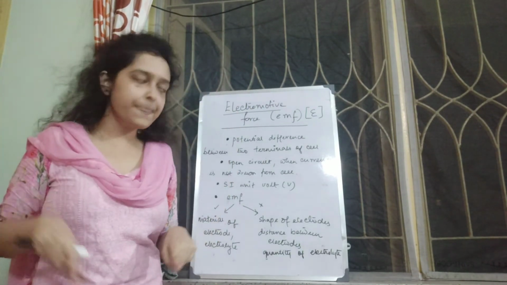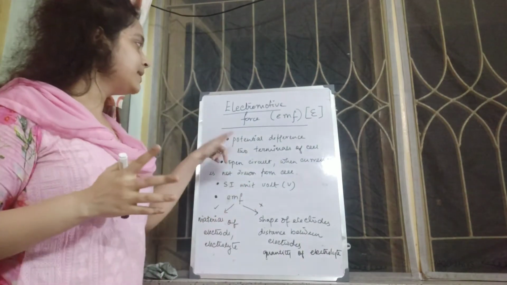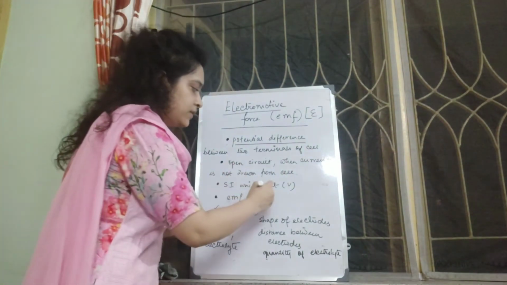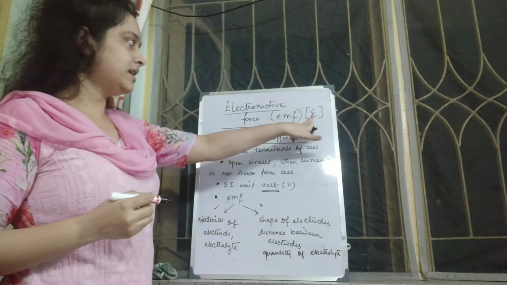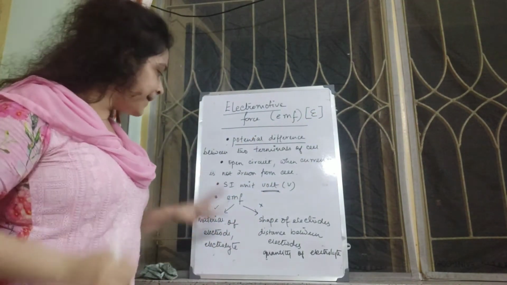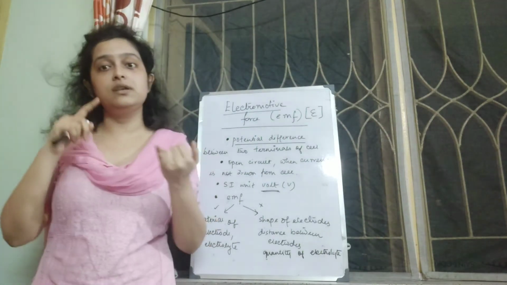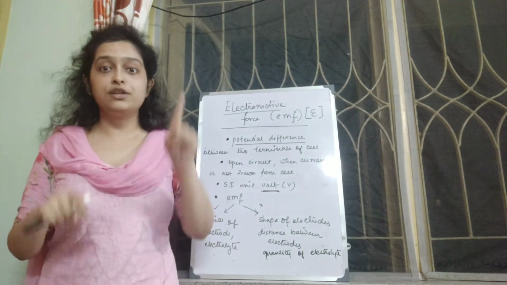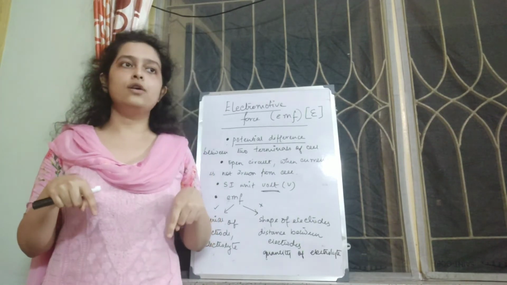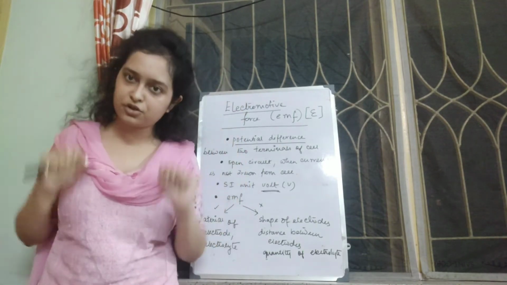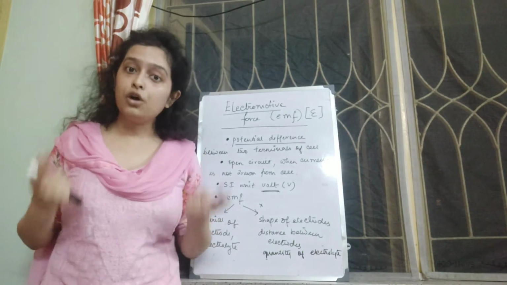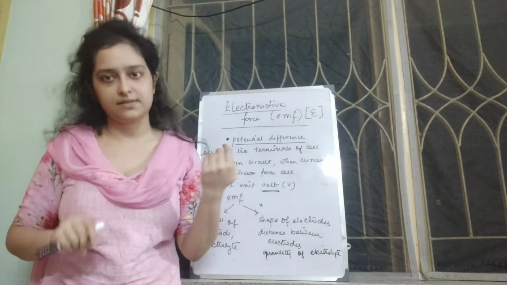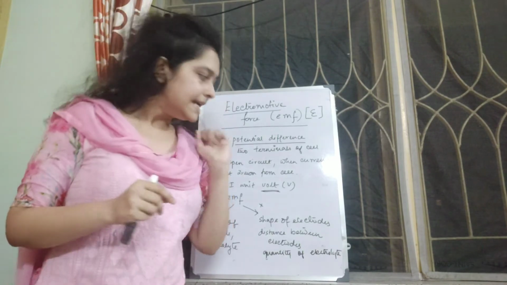So what is it then? It's nothing but the potential difference. So what is its SI unit? Volt, obviously. It is denoted like this. And it depends on the material of the electrode and electrolyte which you are using, but not on the shape of the electrode, or the distance between the two electrodes, or the amount of the electrolyte which you have used.